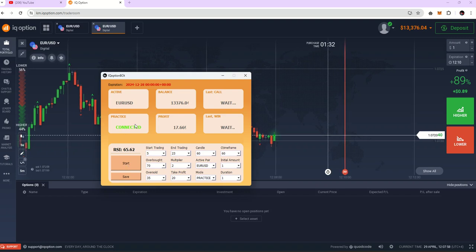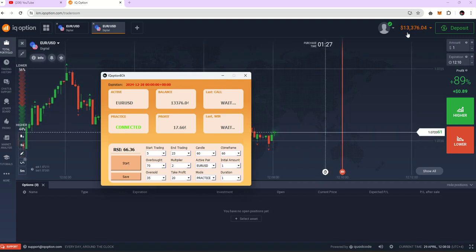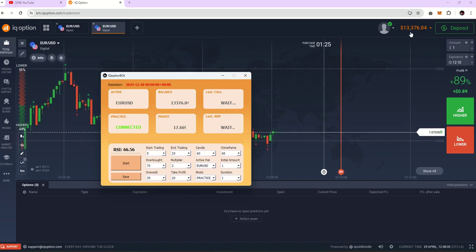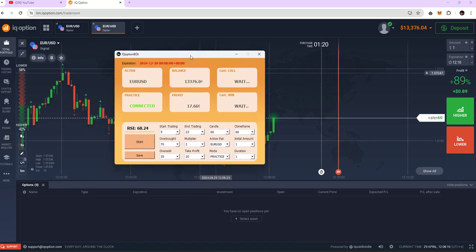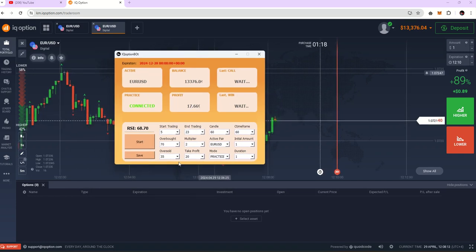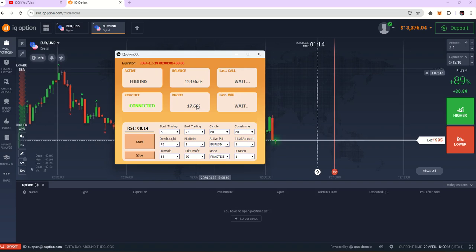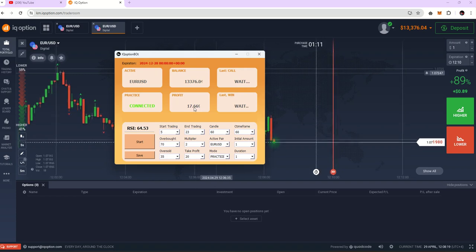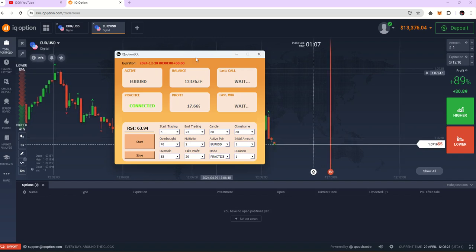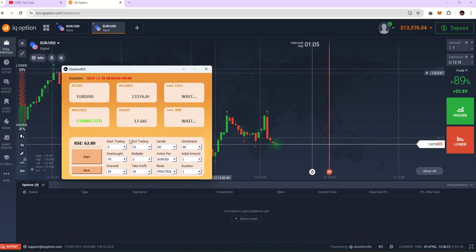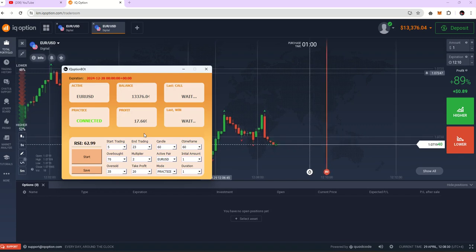See, and now it's connected. So our balance is showing here, same as our balance on our IQ Option account. The profit will show here. We have a take profit of 20, and now we have 17. So we only need like 2 point something or $3. Then after it hits the take profit, it will tell you that the take profit is reached, and the software will pause.